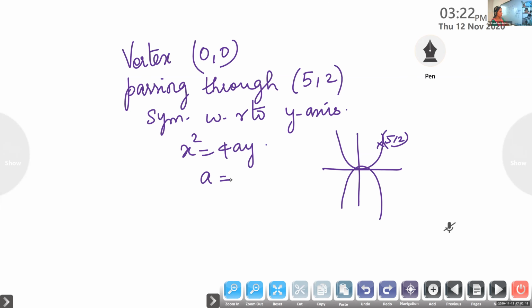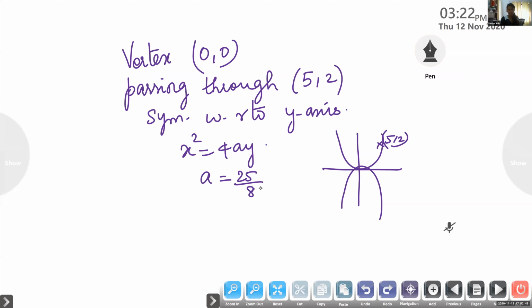What is the answer, Achyut? What is the value of a? I did not do, ma'am. Why? I'm doing. Aparna, what is the answer you got? Ma'am, a is 25 by 8. Is it correct, Sania? Are you getting the same answer here?